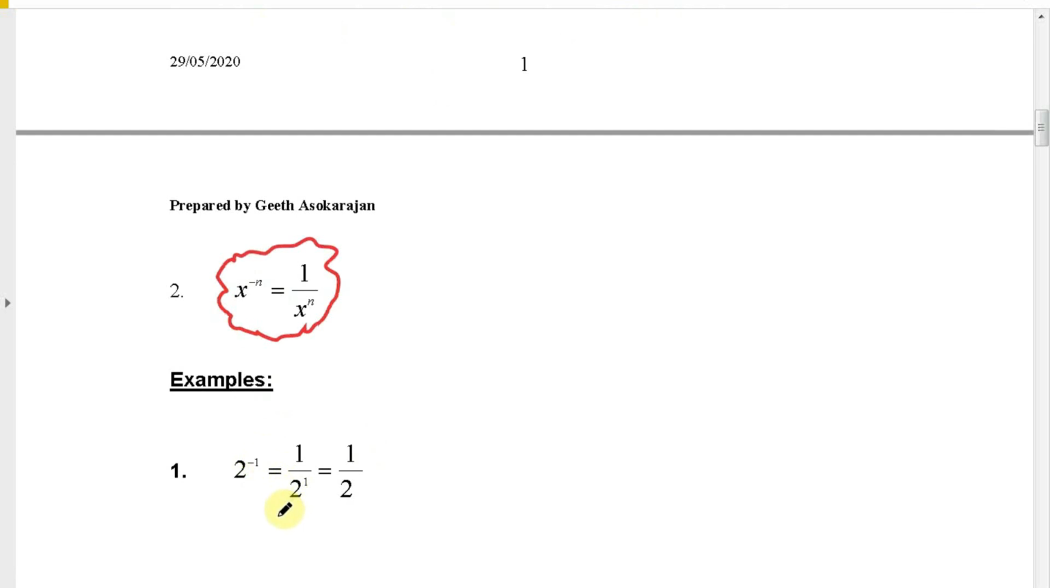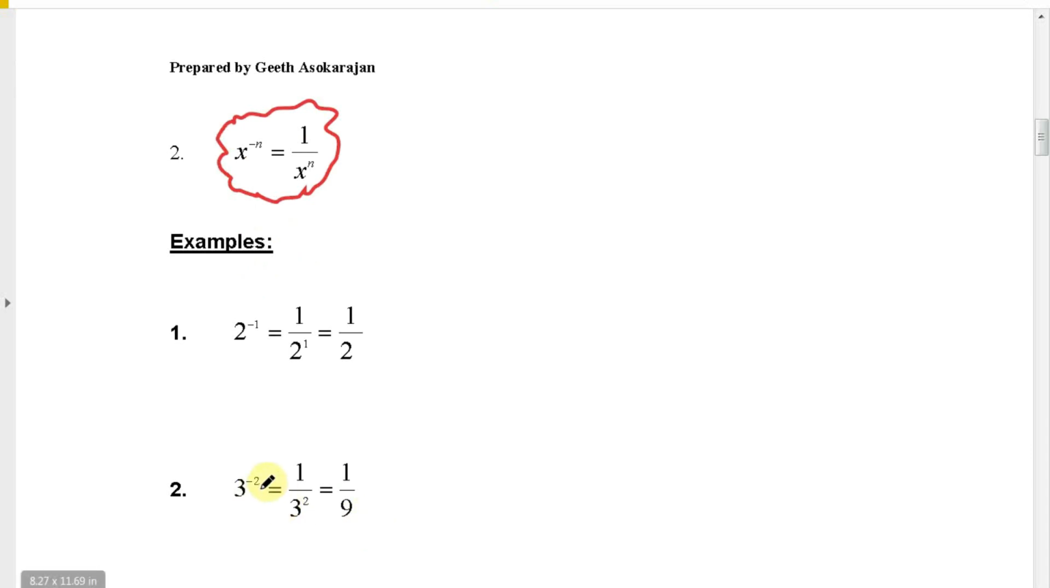So 2 to the power minus 1 is the same as 1 over 2 to the power, and we change that minus 1 to a plus 1. So it's 1 over 2 to the power plus 1, and 2 to the power plus 1 is 2, so we have 1 over 2. Another example: 3 to the power minus 2 is the same as 1 over 3 to the power plus 2. 3 to the power plus 2 is 3 times 3, which is 9. So it's 1 over 9.